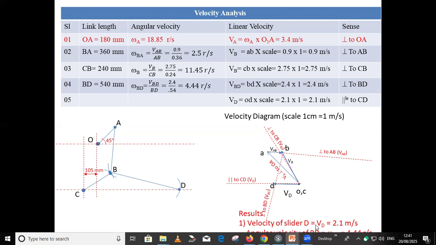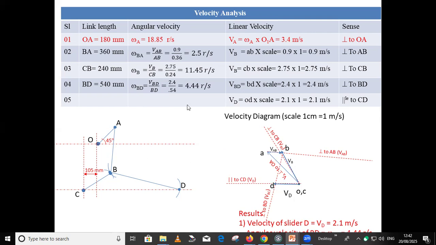So angular velocity of BD we need to measure. V is equal to R omega. So VBD is available, 2.4 meter per second, upon actual BD length 0.54 meter. So by putting that velocity upon actual dimensions, we'll get angular velocity of link BD, that is 4.44 radian per second. So this is all about calculations of velocity of slider D and angular velocity of link BD.